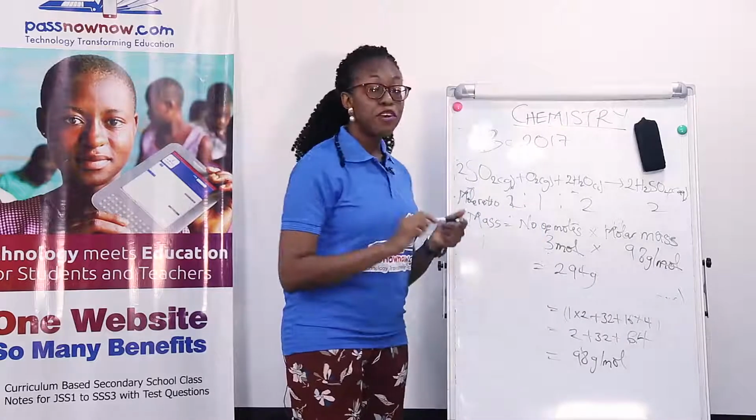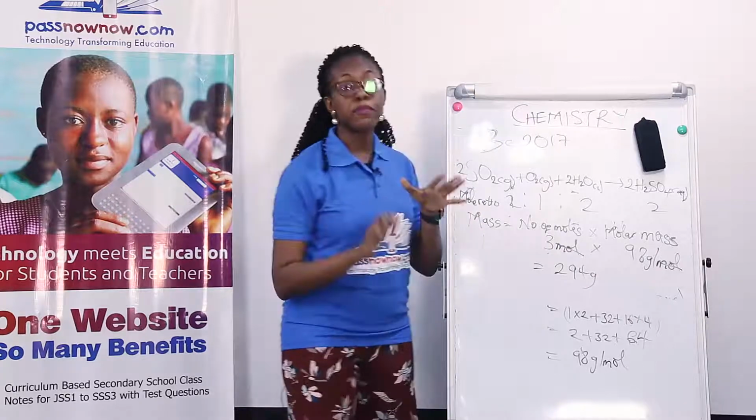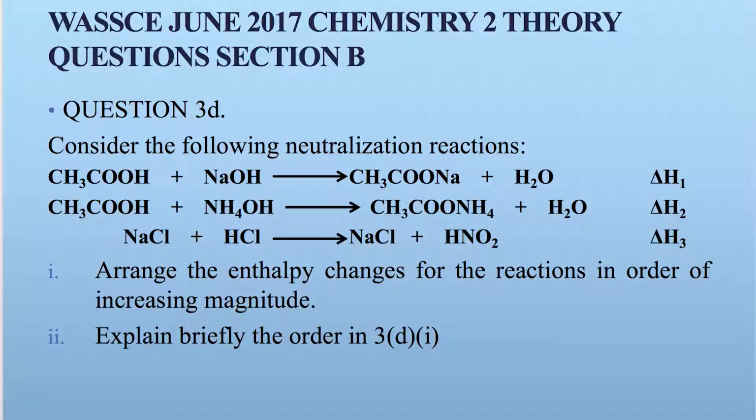Now, endeavor to show all the steps taken so that whoever is marking your script knows that you know what you're doing. Thank you. Our next question is the same 2017 question 3D. The question reads thus: consider the following neutralization reactions as displayed on your screen. I. Arrange the enthalpy changes for the reactions in order of increasing magnitude. II. Explain briefly the order in 3DI.